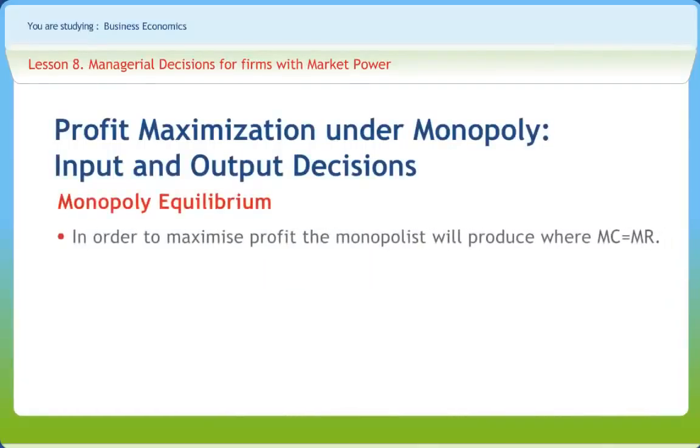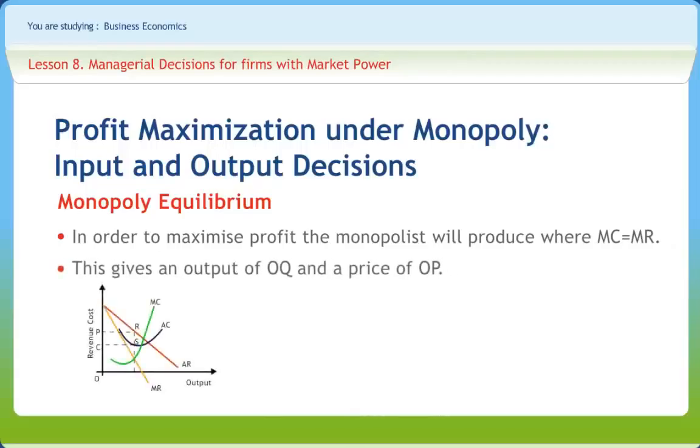In order to maximize profit, the monopolist will produce where MC is equal to MR. This gives an output of OQ and the price of OP as shown in the figure, where a vertical line from the quantity axis meets the AR curve. At this price and output combination, the monopolist earns supernormal profit of PRSE.